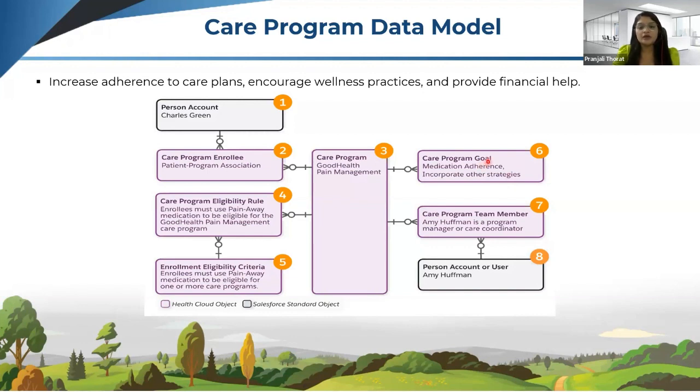Then a person is a care coordinator for the Good Health pain management care program. The care program team member represents a person who delivers services under a program, such as a program member or care coordinator. A care program team member record references the care program record and a person account or a user record. So this is all about the care program data model. Then we'll move forward with the next data model.